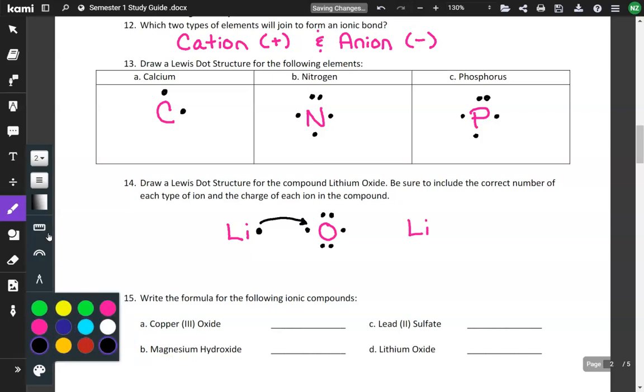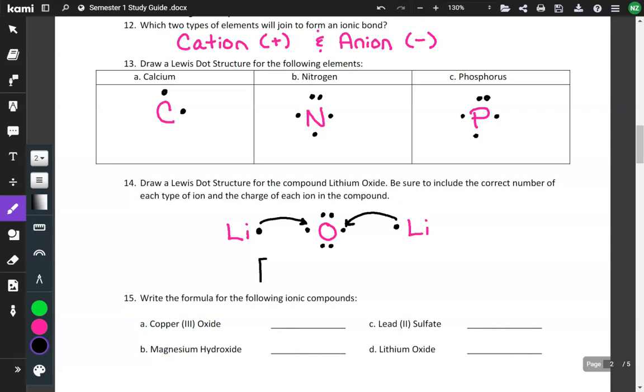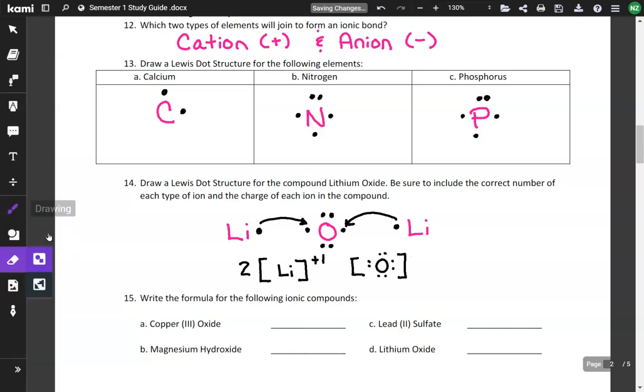But oxygen still needs 1 more. So I'm going to add in 1 more lithium, and lithium's going to give it up. So all of the cations, so anything that has less than 4 valence electrons or 4 dots, is going to lose those electrons. Anything that has 5 or more is going to gain those electrons. So if I were to draw this out, lithium gave up its electrons and it ends up with a +1 charge. And there are 2 of those. Oxygen gained, so it now has 8 valence electrons, and it is gaining 2 electrons, so its charge is going to be -2.